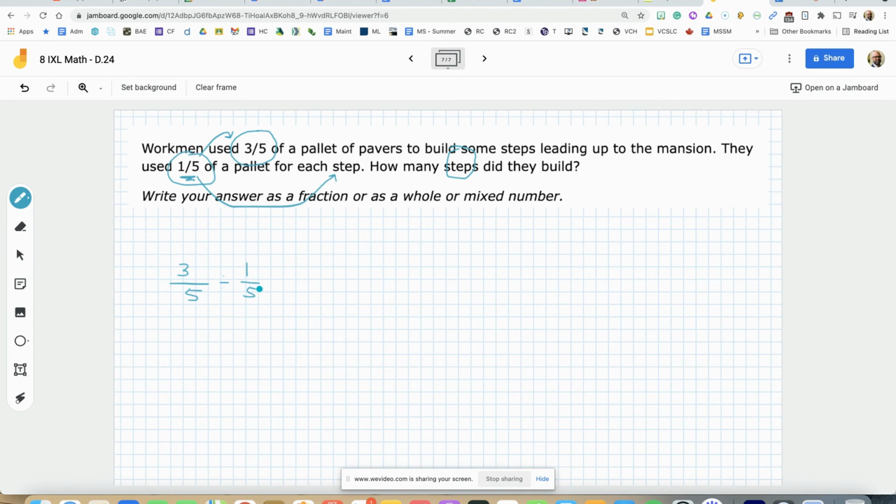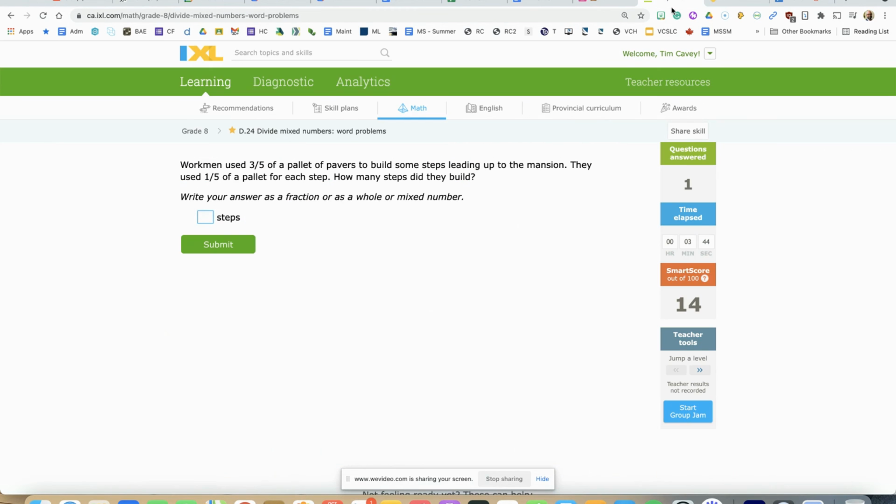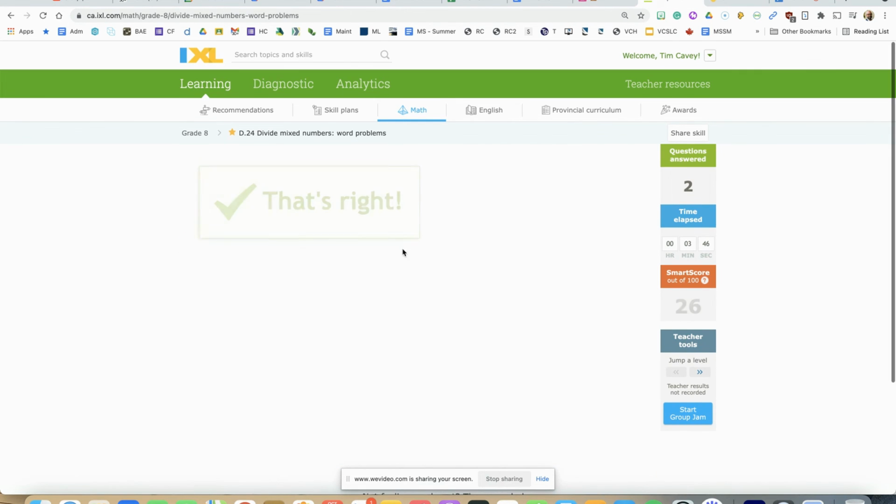We're going to switch that sign to times and flip the fraction. Equals 15 over 5, which is the same as, oh, by the way, you could cross cancel here, which is the same as 3. So going back here, that is our answer, 3 steps.